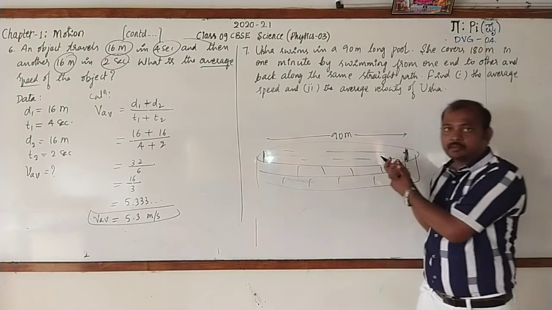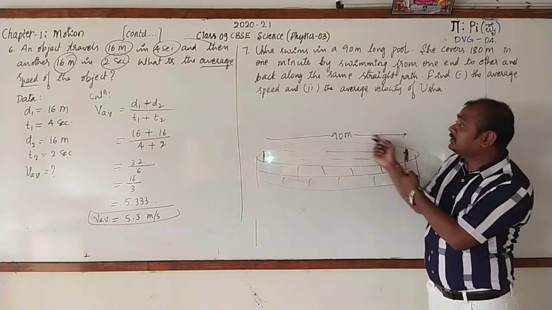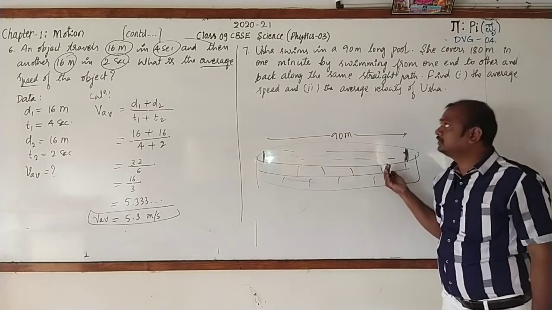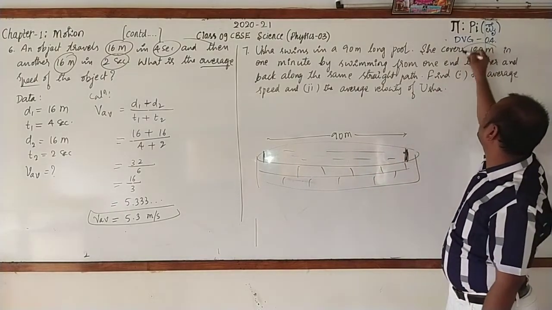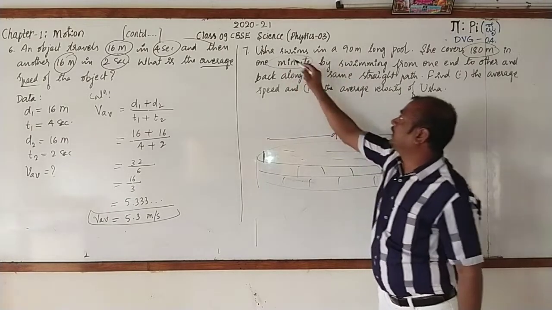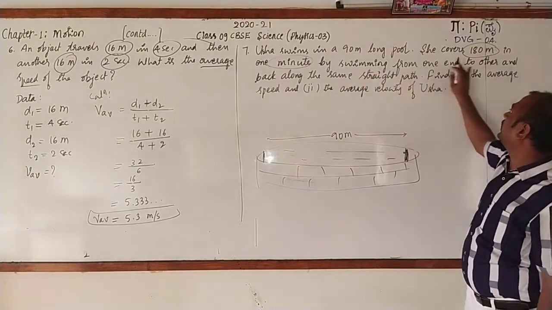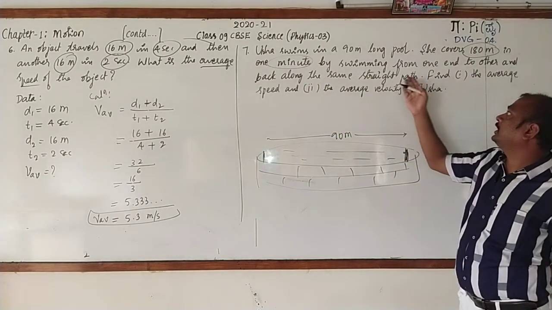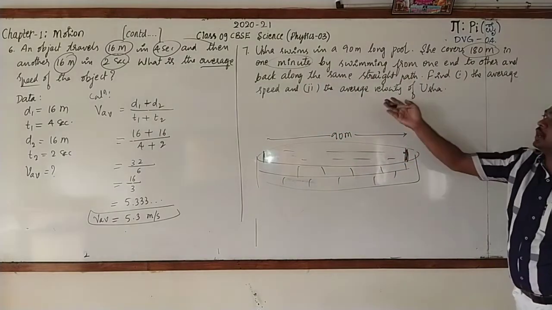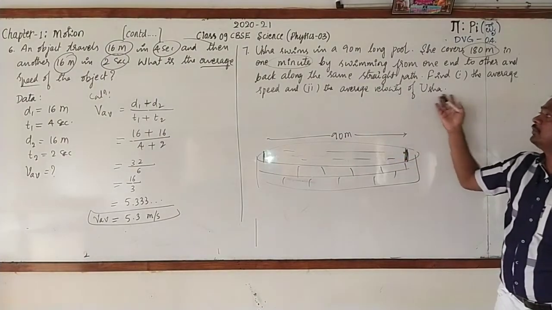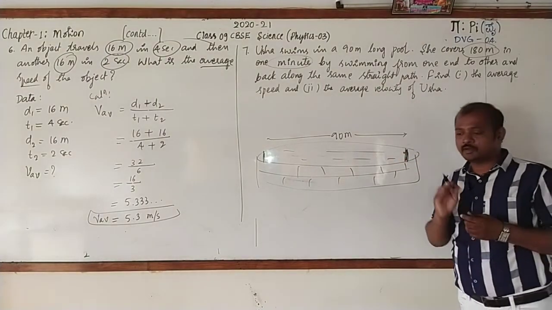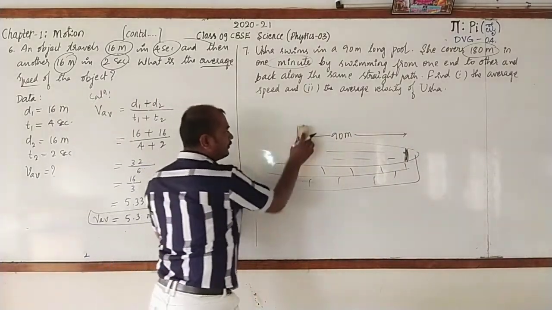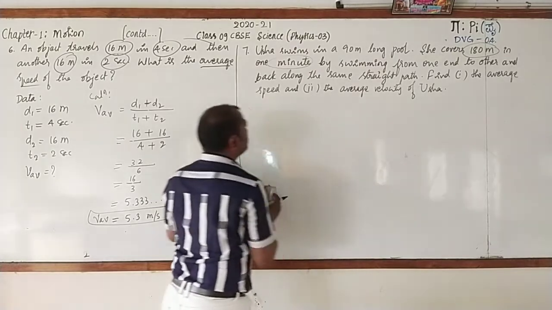Again she will come back because she will cover more than the length of the pool. That's why she has to come back. 180 meter in 1 minute by swimming from one end to the other and back along the same straight path. Find the average speed and average velocity. It's quite interesting. Let me go for solving this problem.